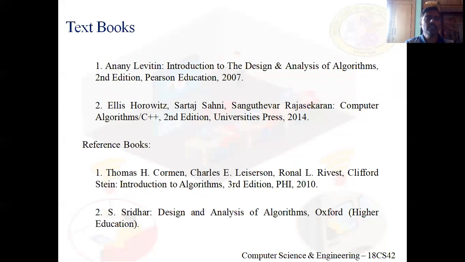Now, coming to textbooks, VTU has prescribed two textbooks for you. One is Introduction to the Design and Analysis of Algorithms by Anany Levitin. And the second is Computer Algorithms C++ by Sartaj Sahni and Rajasekaran. Got it? Apart from this, you can refer to reference books. One is Introduction to Algorithms by Thomas H. Cormen and two more authors. And you can also refer to Design and Analysis of Algorithms by S. Sridhar.